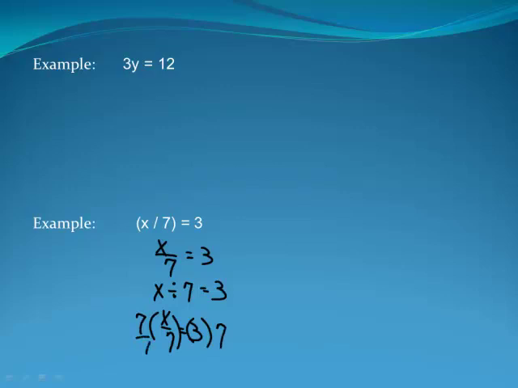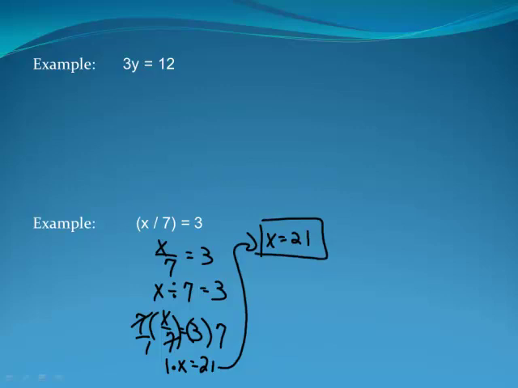The reason that works is our 7s will cross cancel here. 7 divided by 7 is 1. So we're left here on the left-hand side with 1 times x equals 3 times 7 is 21. Or 1 times x, of course, is x. X is equal to 21.